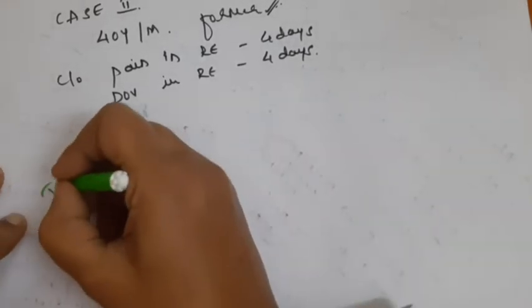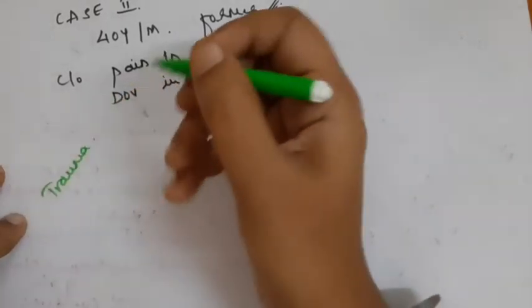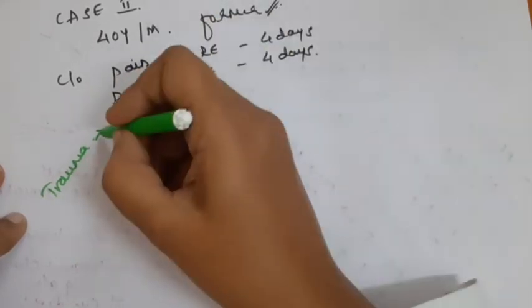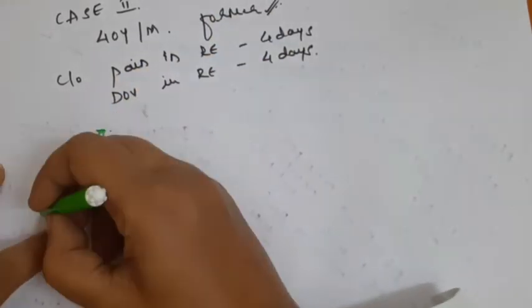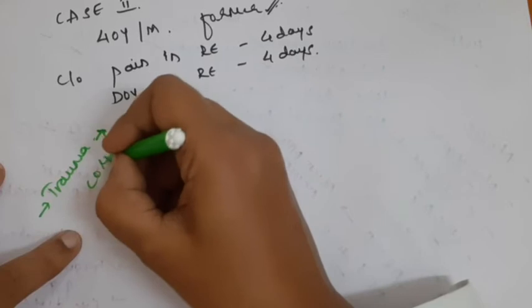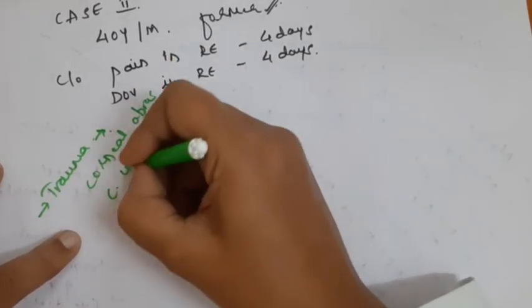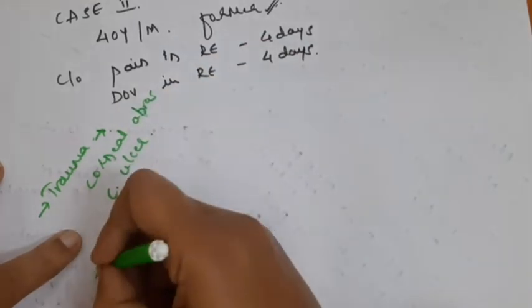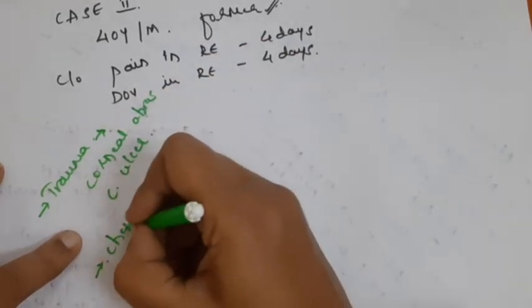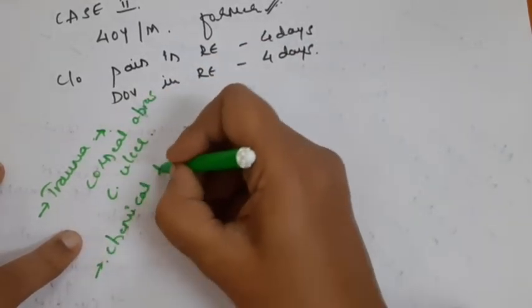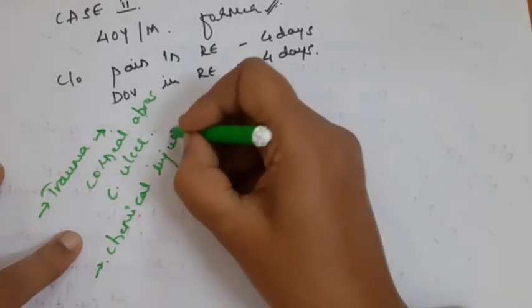So when the patient is a farmer, obviously there are more chances of injury to the eye. So the first cause will be the trauma by the vegetative matter. Since he is a farmer by occupation, trauma leading to either corneal abrasion or even corneal ulcer. There can even be the chemical injury because of the pesticides which he may be using.